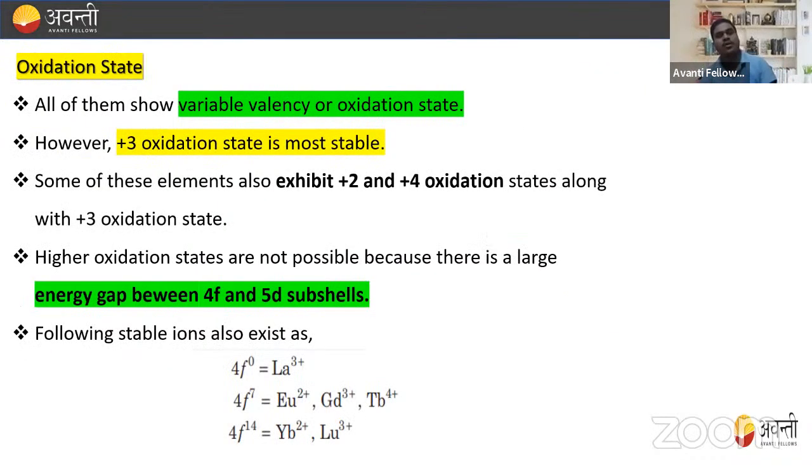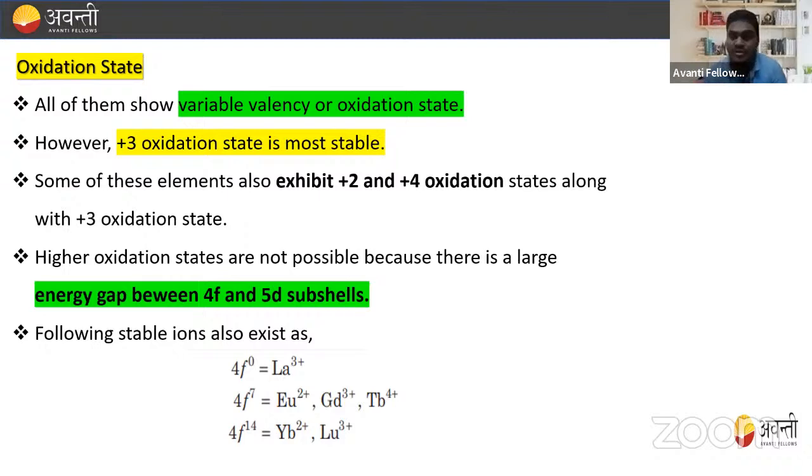Okay, so let's talk about the oxidation state. So what is oxidation state basically? All of them show variable valency or oxidation state. However, the +3 oxidation state is the most stable one, right? Some of these elements also exhibit +2 and +4 oxidation states along with the +3 oxidation state, right?